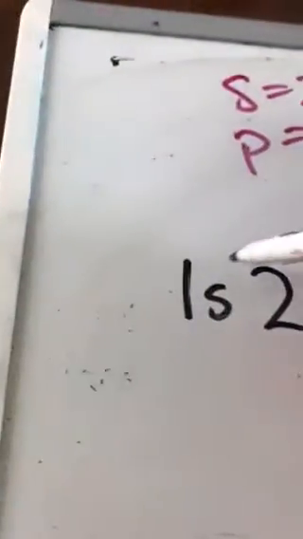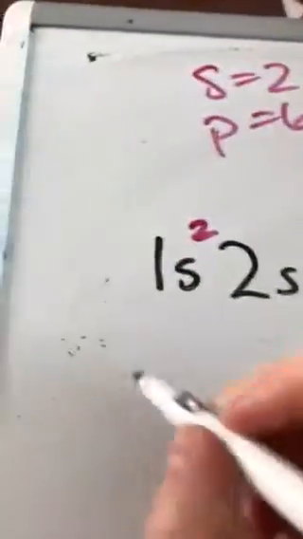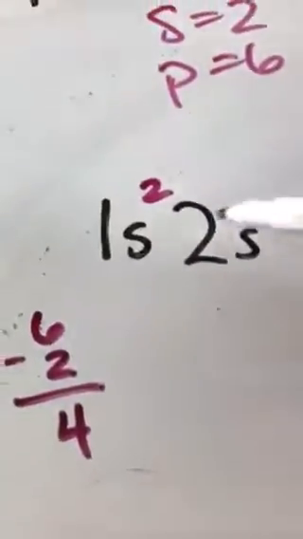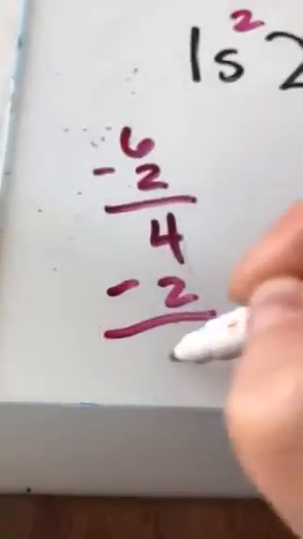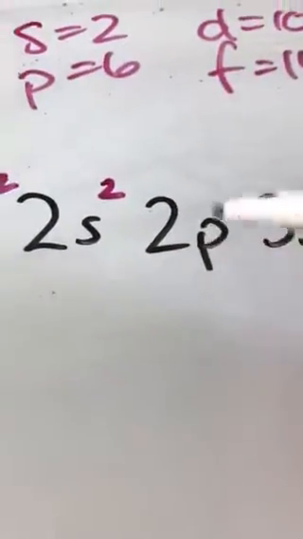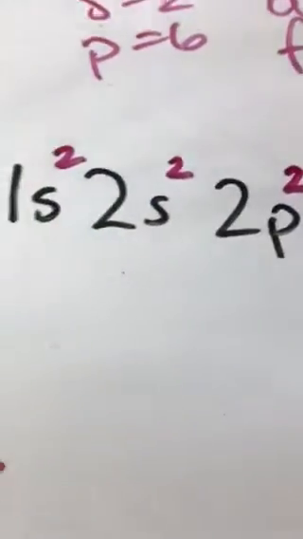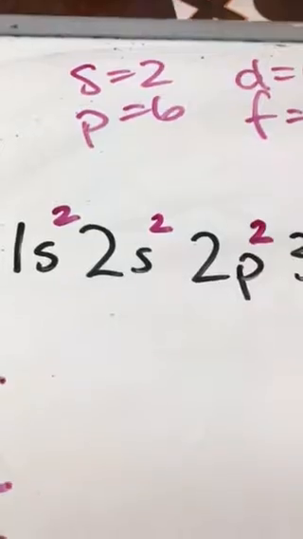So we start at 1S. 1S holds 2. Now we needed a total of 6. So from that 6, we've entered 2, and we have 4 more left to go, okay? So now my next level, 2S, holds 2. So I put that 2 in, and now I've got 2 left. The next one is a 2P. P's will hold 6, but I've only got 2 left.